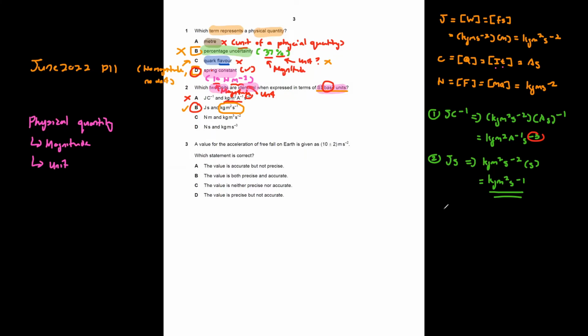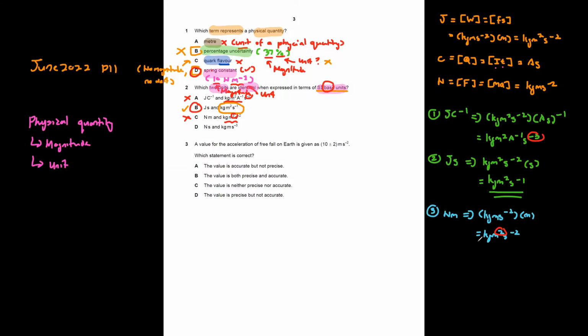So let me just write out answer C and D here. If you're talking about Newton meter, it will be kg meter per second square multiply with meter again, giving you kg meter square second negative 2. So this one is clearly not the same as what you have here, because this one is power 2 for meter, but this is power 3. Okay, so C is out.